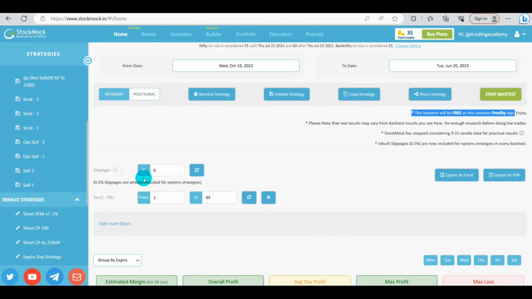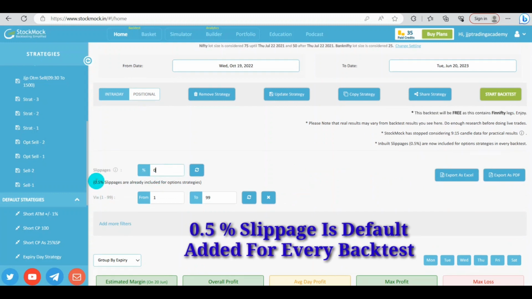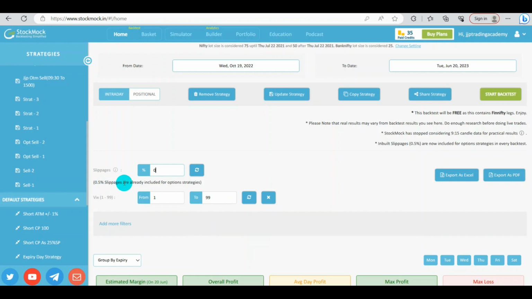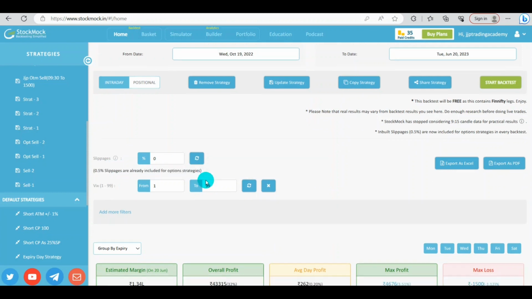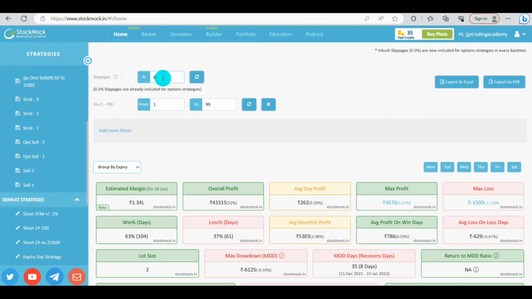So now you can see, basically 0.5% is already added for the option strategy. Every time the slippages will be happening, even if you deploy this strategy in the live market, you will have some slippages. So this platform directly gives 0.5% slippage in every strategy backtest. You can also increase the slippages here.